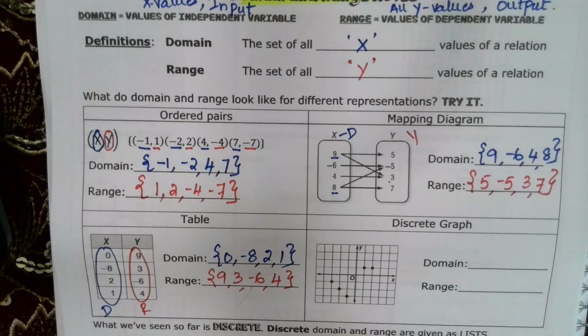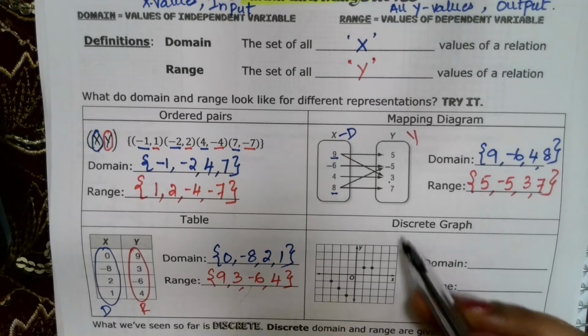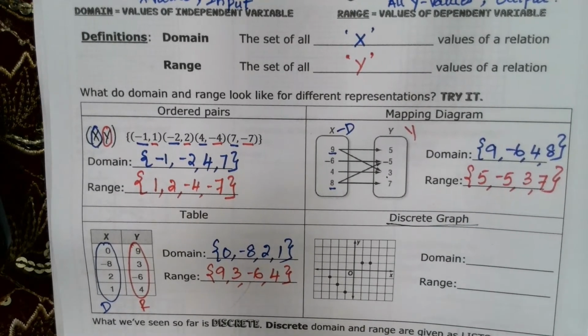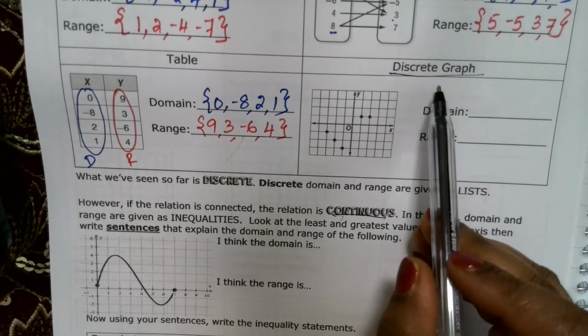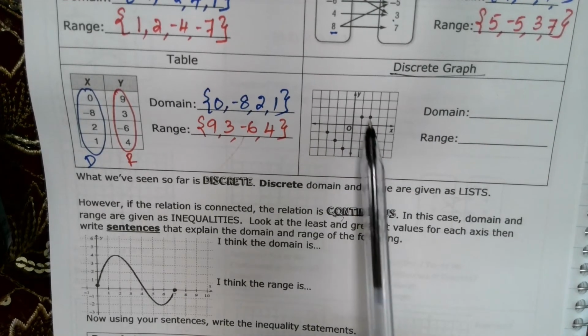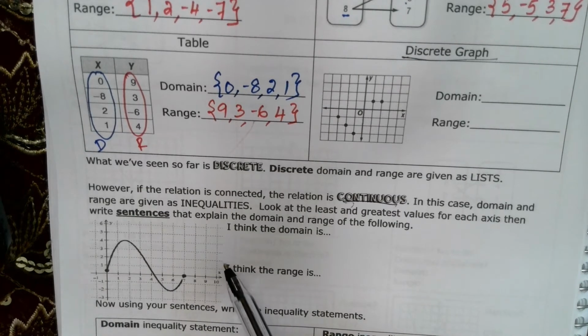So it is easy to identify domain and range when we have an ordered pair, t-table, and mapping. But when we come into graphs, we have two types of graphs. One is called a discrete graph, and the other one is called a continuous graph. Let me quickly explain the difference. In a discrete graph, you will see that the points are separate. They are not connected. And in a continuous graph, you will have a curve, which means all points are connected.